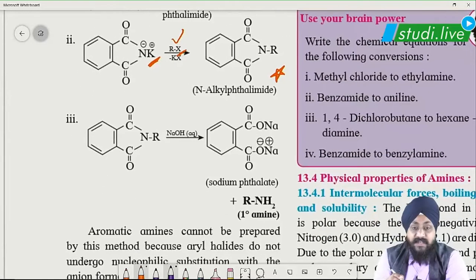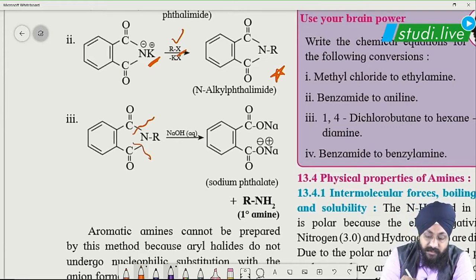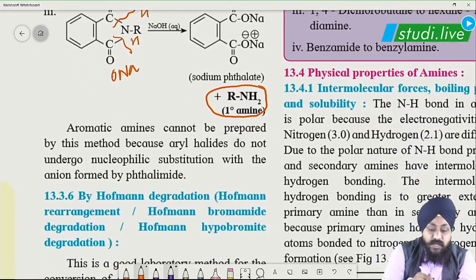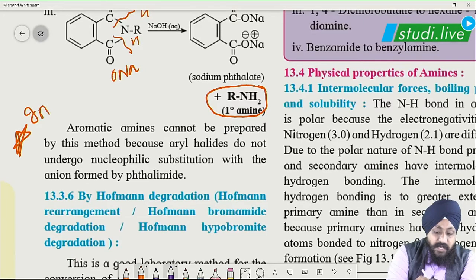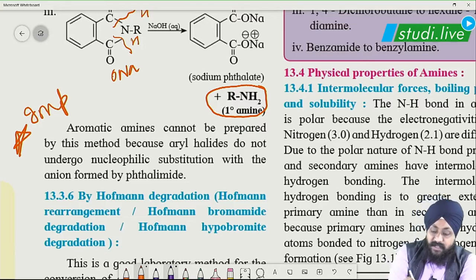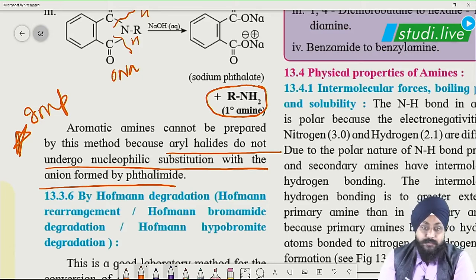Now this N-alkyl phthalimide is treated with NaOH. So students, what is going to happen? Here there will be one H, here there will be one H, and here it is going to be ONa, and here also there is going to be ONa. So students, what you will get is your primary amine. Students, aromatic amine, this is going to be very important. You say aromatic amine cannot be prepared by this method. Why can aromatic amine not be prepared? Because aryl halide does not undergo which reaction, students? It does not undergo nucleophilic substitution reaction with the anion formed by phthalimide.